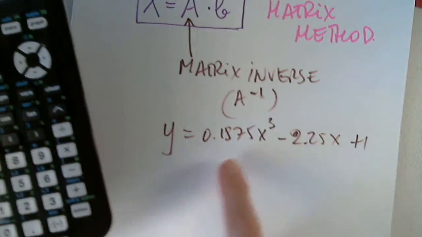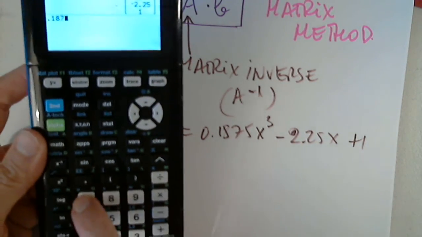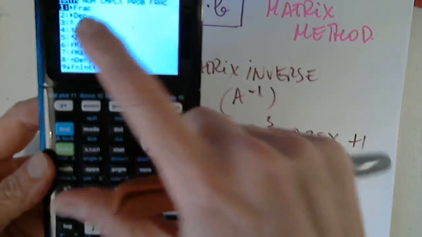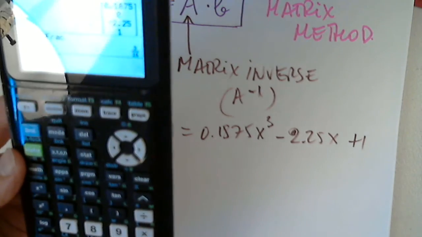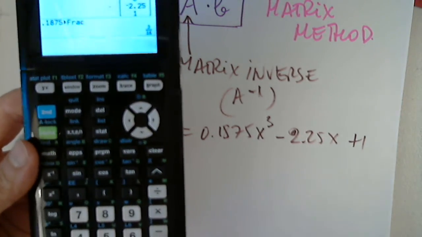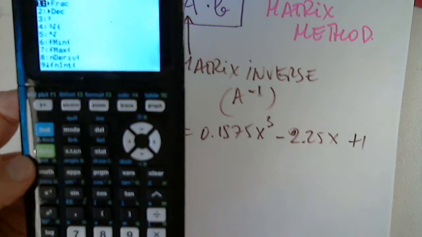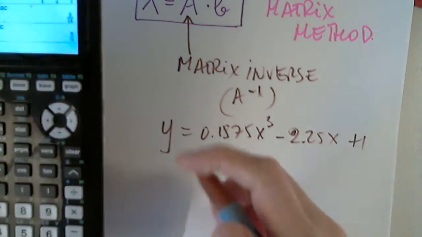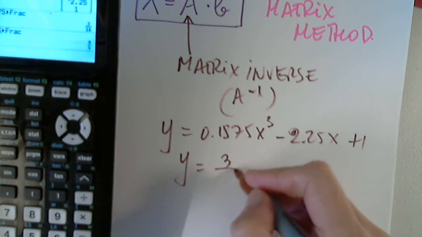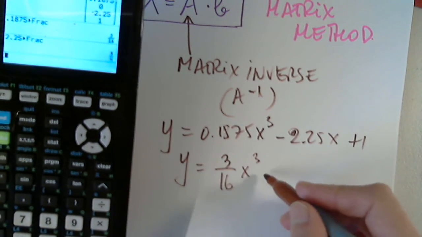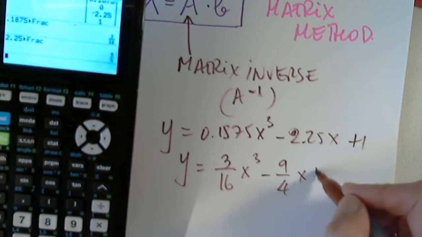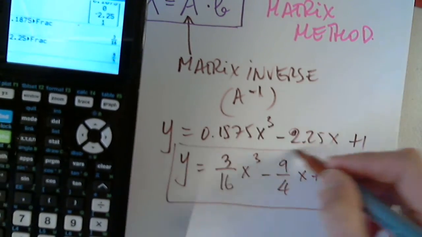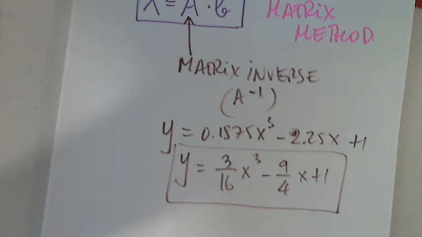So first of all, I'm going to put 0.1875, go to math, click on fraction, it will give you the fraction, 3/16. If you want 2.25, go to math, click on fraction, it will give you the fraction 9/4. So this is nicer, as 3/16 x cubed, minus 9/4 x and plus 1. This is guaranteed to have horizontal tangents at the given points.